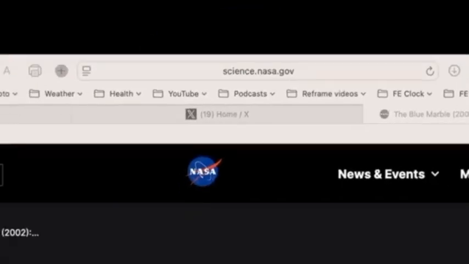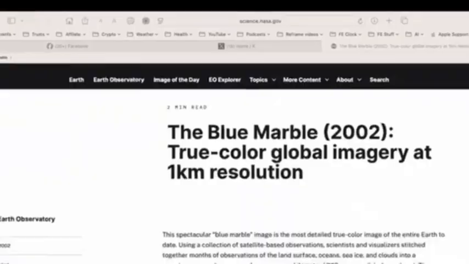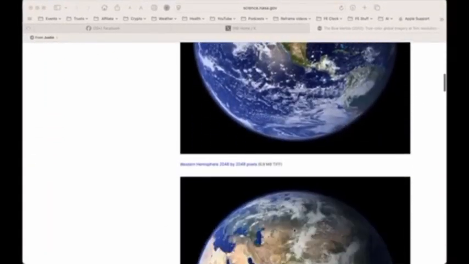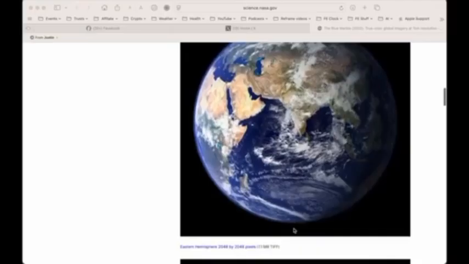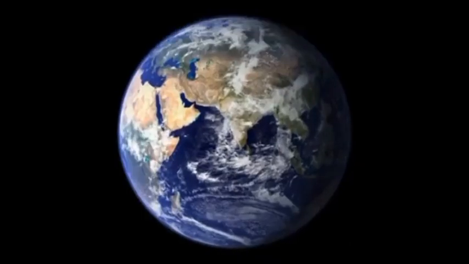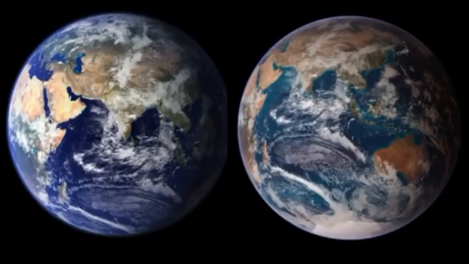Now let's go back and grab the 2002 Blue Marble. They've got two versions. We'll take the second one. Now remember, these are straight from NASA's own site. No edits, no tricks. Let's put them side by side. Look closely at the cloud patterns.